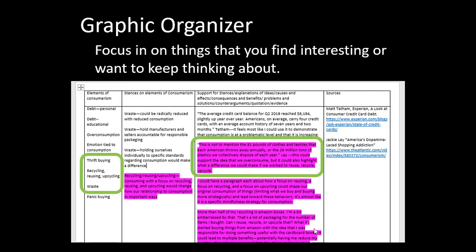And the next place I started was to focus in on things that I found particularly interesting or wanted to keep thinking about. The idea of debt, like I thought about that, I'm like, I probably could have a lot to say about it, but that sounds super depressing. I don't want to think about that right now. So I kept moving down. And this idea of recycling, thrift buying, waste, that really was resonating with me today. So I took a stab at writing possible stances. And it didn't have to be stances I completely embraced. It was kind of like testing out ideas.